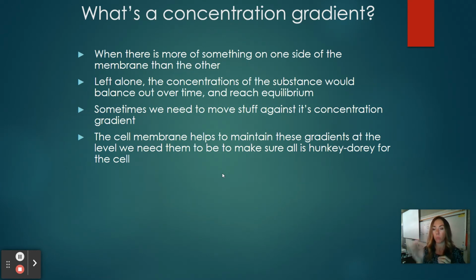So sometimes I need more of something inside or outside of the cell. And the cell membrane is like, remember that bouncer, that thing that decides what the levels are and what needs to happen for the cell, what needs to come in, what needs to go out, what channels need to open, what channels need to close to make that concentration gradient what it should be.